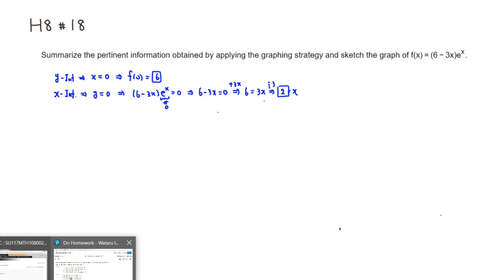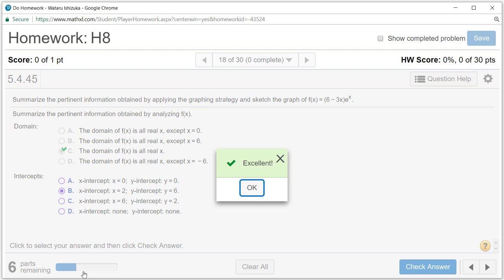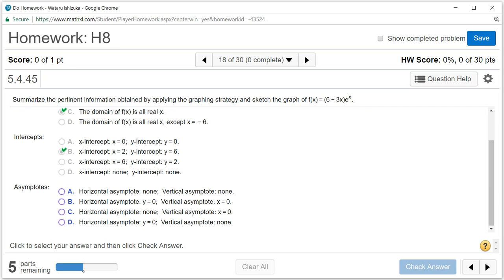All right, so let's type it in. We say x equals 2 is the x-intercept and y equals 6 is the y-intercept. So check the answer. All right, we got that. All right, next one. We are looking for the horizontal asymptote and the vertical asymptote.